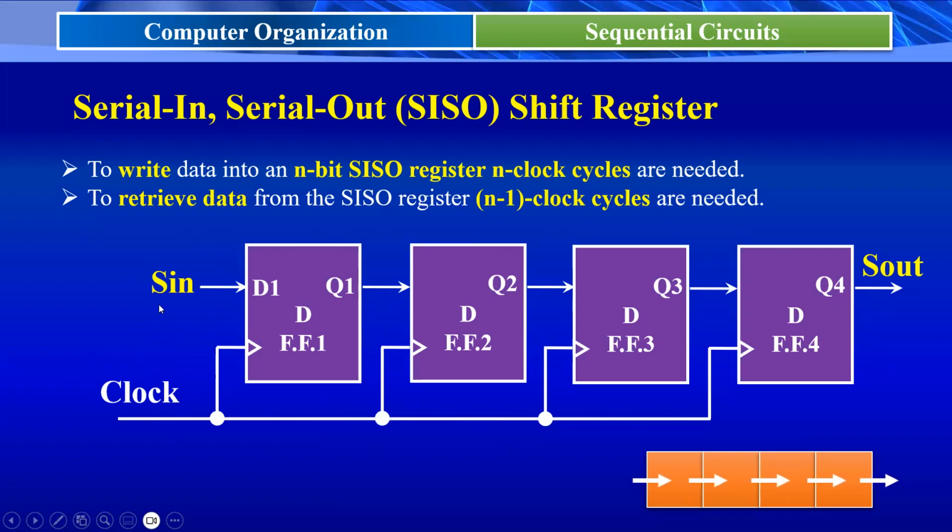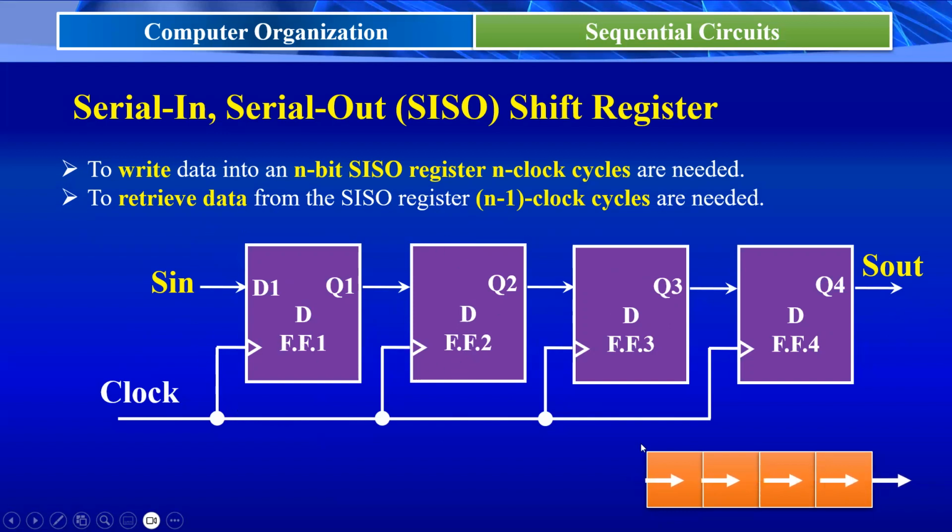After writing the last bit into this flip-flop, the first bit is readily available at SOut. To retrieve the data from this register, I should take the help of only 3 clock cycles, because after loading the data, the first bit was readily available for me. To take the data from these 3 flip-flops, I need 3 clock cycles. It applies to the generalized case.